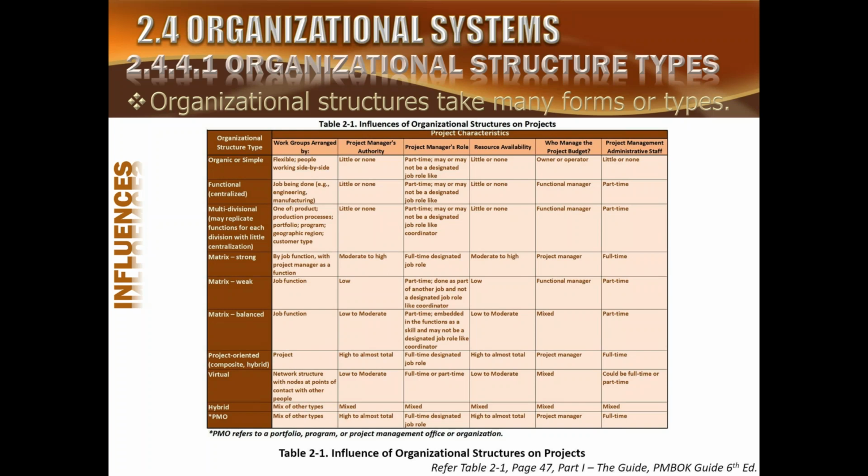This is the most ideal structure for running the projects, but I said ideal. I did not say possible. The best structure possible is the strong matrix, and the least bearable structure is the balanced matrix. Although we dream of having a project-oriented organization, yes, if that is possible, well and good, but this is seldom possible. Then we have got a virtual kind of environment in which people are working from different places.